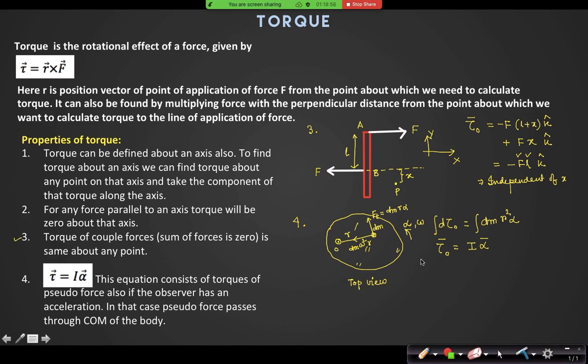Yes, sir. So tau and alpha are definitely in the same direction. If alpha were anti-clockwise, what was the direction of your d tau? Going into the plane or coming out of the plane? Going into the plane. So they are in the same direction. If alpha is in this direction, it is coming out of the plane. It depends on alpha.